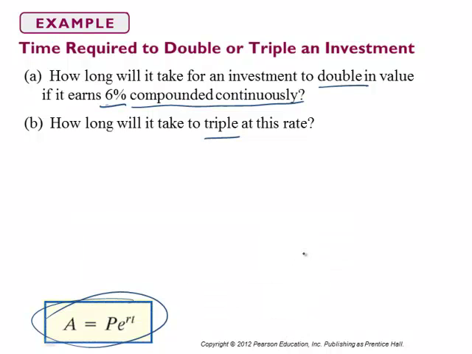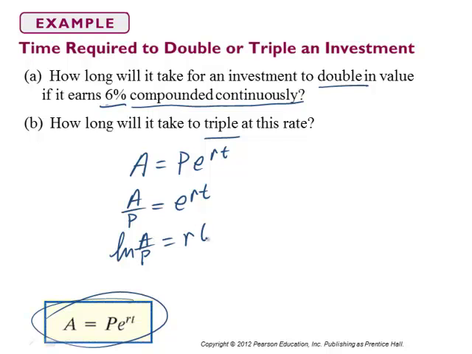Now, before we plug in any numbers, let me just start off with this formula. A is equal to P times e to the RT. And if we want to solve for T, then we could do a little bit of algebra here. We could divide both sides by P. And then take natural log of both sides. And then divide both sides by R. So you have T is equal to 1 over R times natural log of A over P.